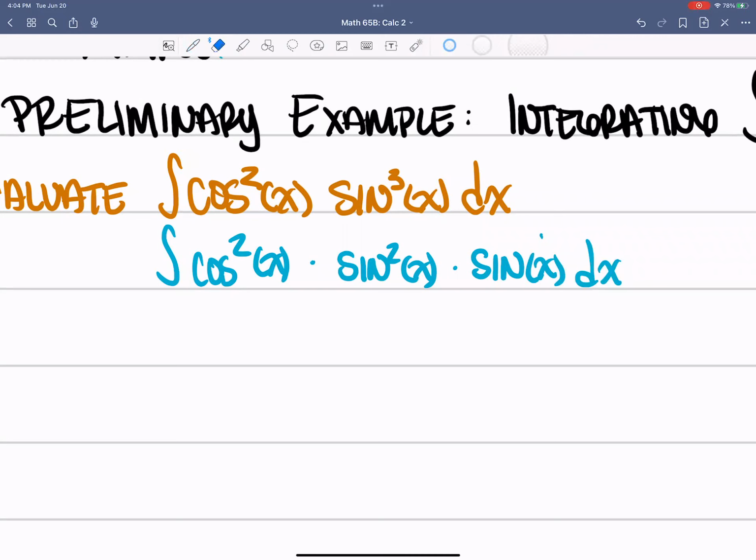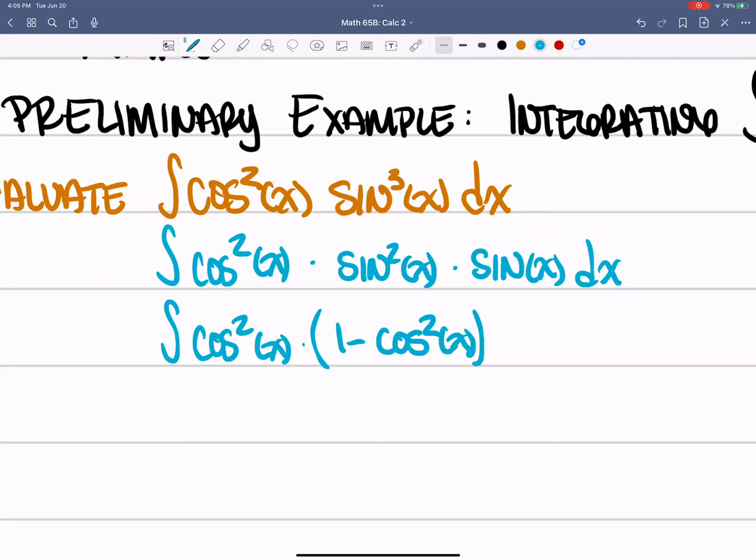So now this one here, we could turn this in terms of cosine, so that would be sine squared x is equal to 1 minus cosine squared x. So that's what this one here is going to be. And now we would be in terms of just cosines and sines. So cosine squared x times 1 minus cosine squared x times sine x dx.